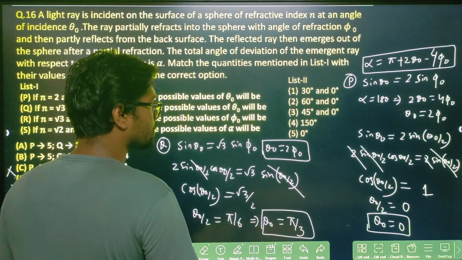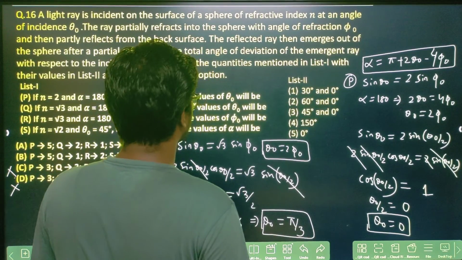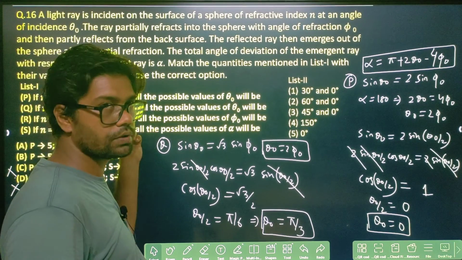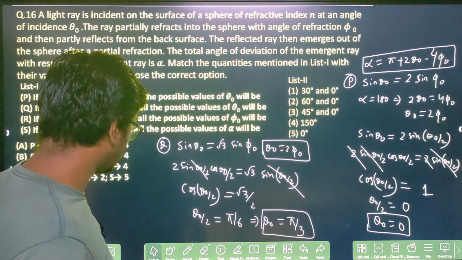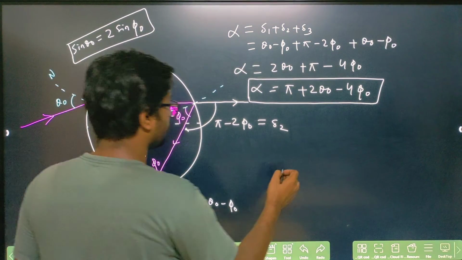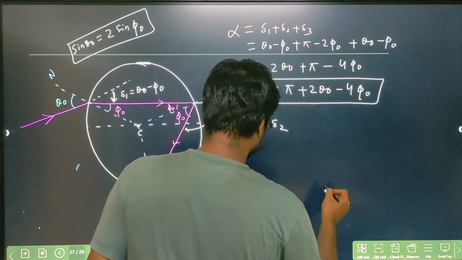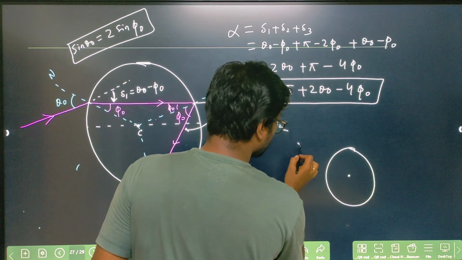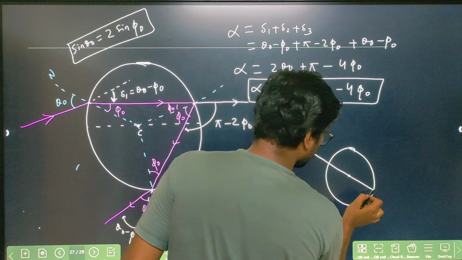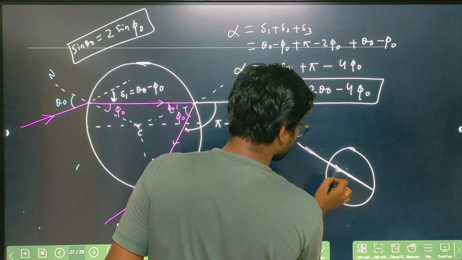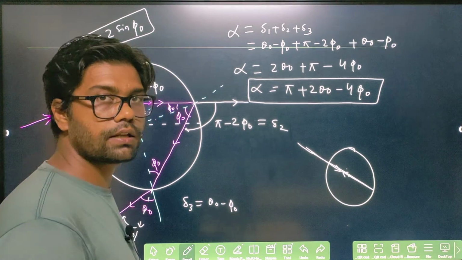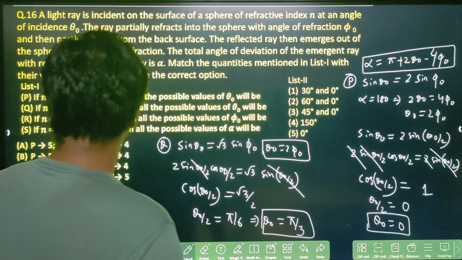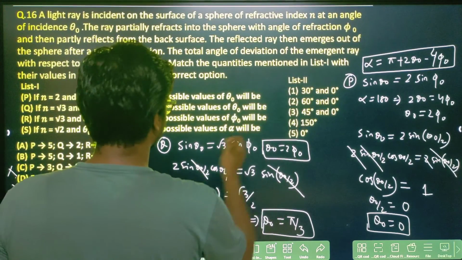So obviously for theta naught, 0 degree means what? Normal incident, right? So there will be 180 degree deviation obviously, and it will be falling normally on the surface, right? So that condition, if I say how it will look like, let's say this is your center, and for theta naught 0 means what? It is falling like this and reflecting like this. Same way it is falling, same way. So deviation obviously 180 degree anti-parallel, right? Clear? So Q is your 2.